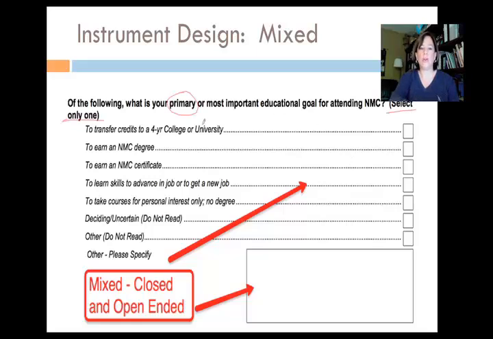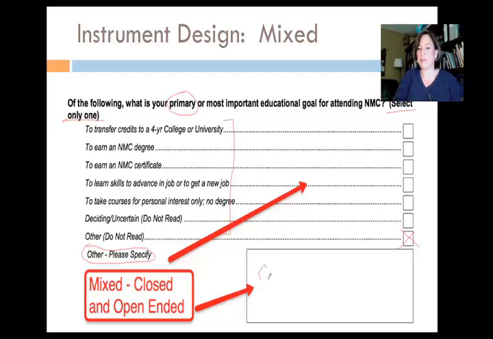So these are all closed-ended. This is closed-ended all the way down. We are providing the responses for them, except when you get down here to other. I could select other. And so if I select other, I'm asking the respondent to give me what their response is. Since one of these did not cover what they believe their primary educational goal is for attending the college, I want to give them the option of saying something that they believe is their goal.